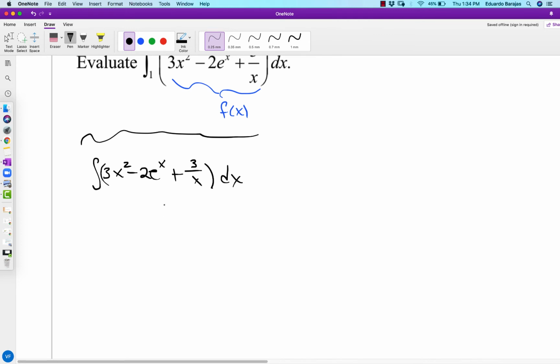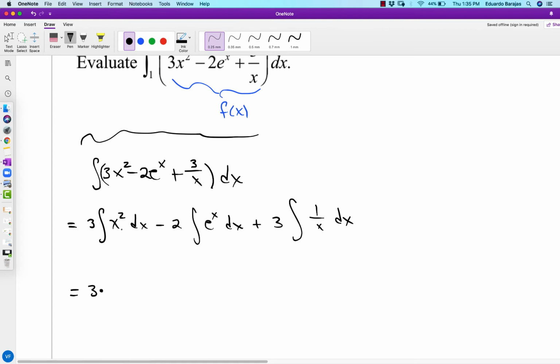Okay, so to find this antiderivative, let's separate this as 3 integral x squared dx minus 2 integral e to the x dx plus 3 integral 1 over x dx. Luckily, each one of these fits under a simple pattern that we've already worked with. So this will become 3 times, and now this becomes x to the power of 3 divided by 3, right? How do I know that?